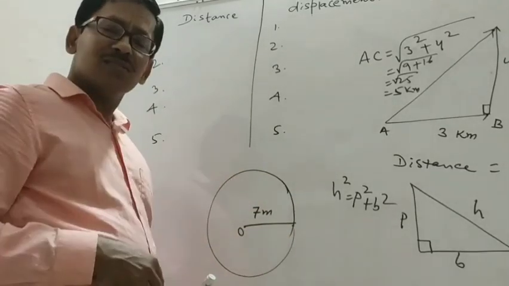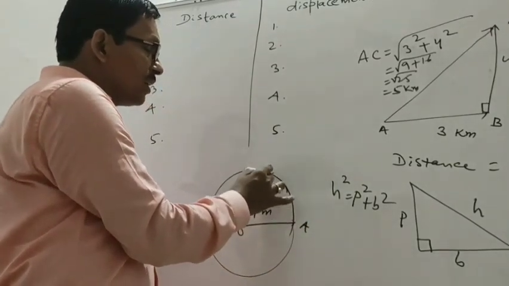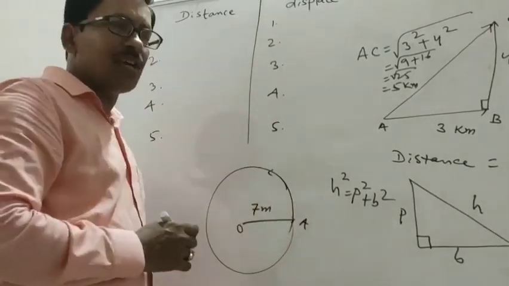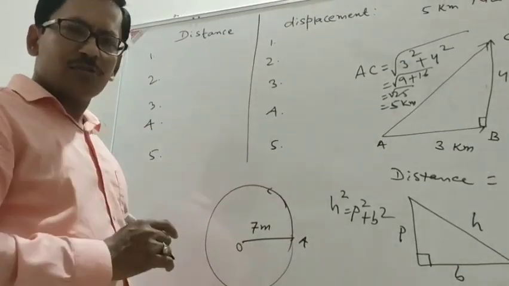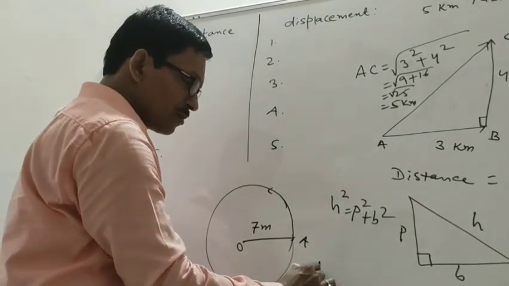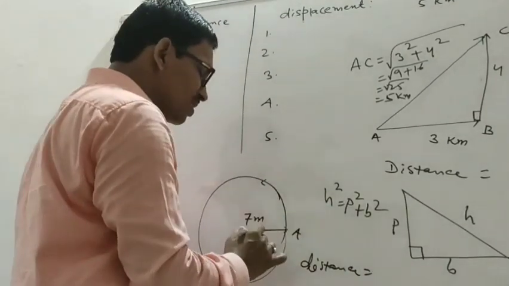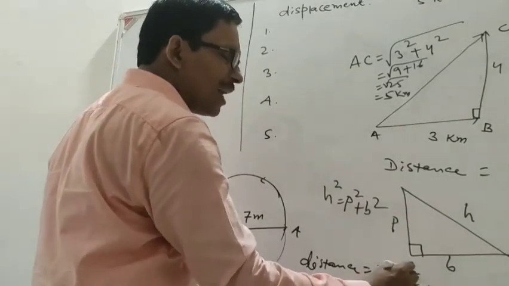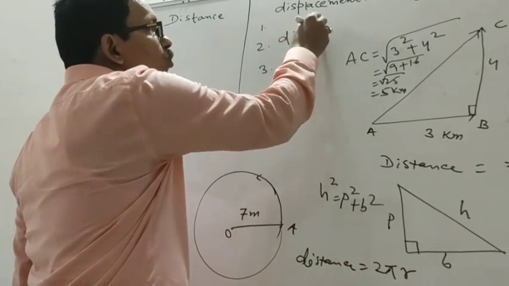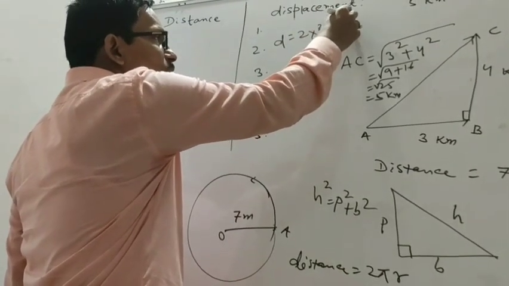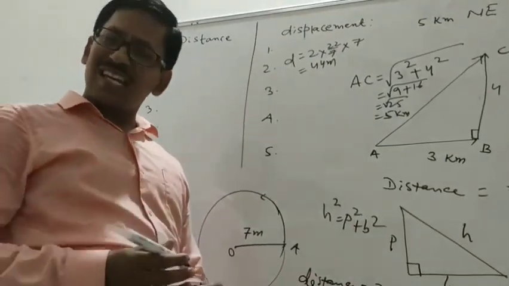What is the distance covered? You know distance covered is length of the path. Complete round means suppose this point is A, it starts from A. It is going in this way and it will reach here at A once again. What is the distance covered? The distance covered will be the circumference of the circular path. If r is the radius, it is 2 pi r. So distance covered d is equal to 2 into the value of pi, 22 by 7, into 7 meter. So it will be 44 meter. So this is the distance covered in one round.